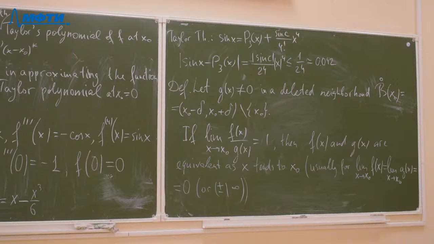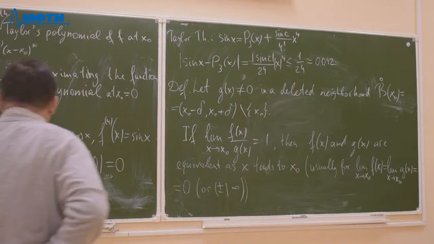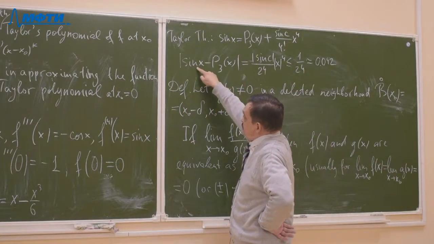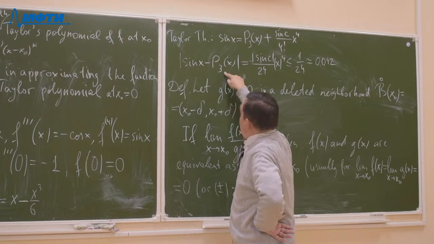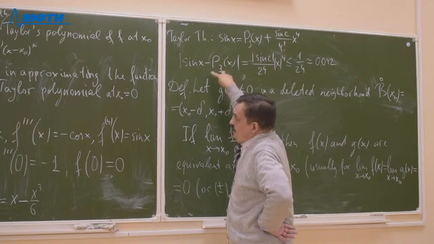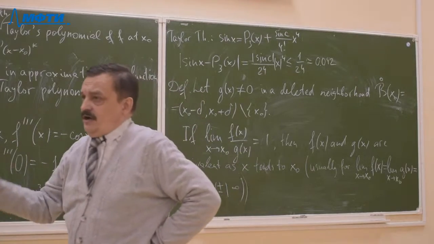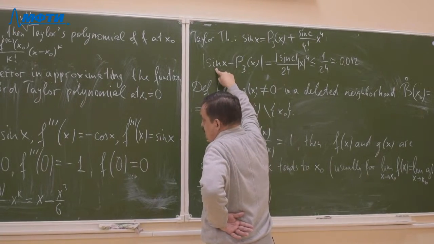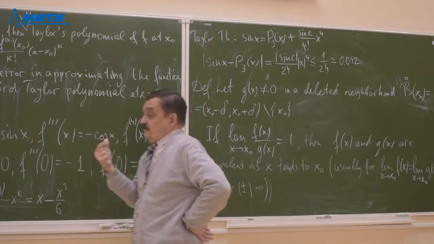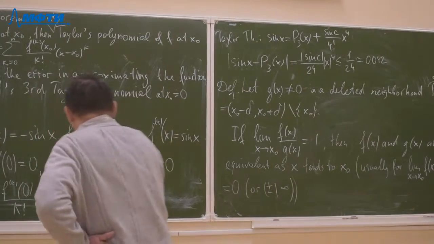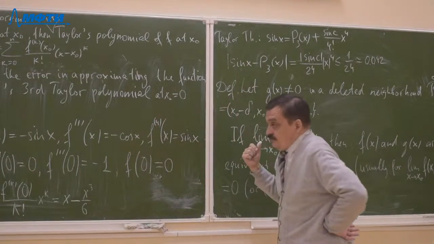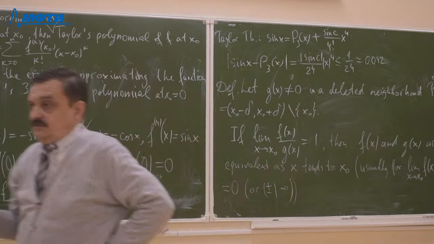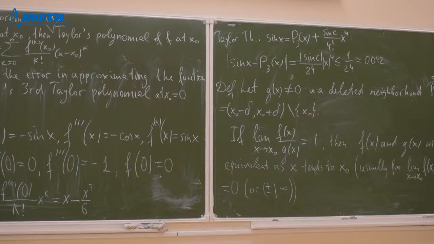there is a question. Great. What is the error? The error in approximating is precisely this modulo. So Taylor polynomial is something which approximates our function sine x. So the error is the difference between the true value of sine x and its approximation in modulus. That is what is the error. Okay?